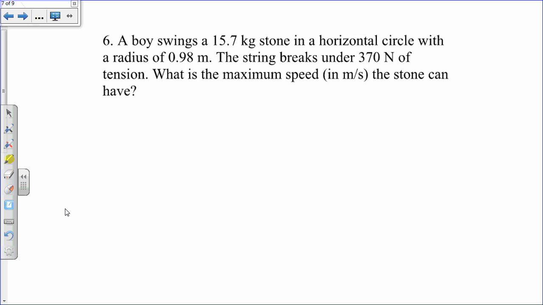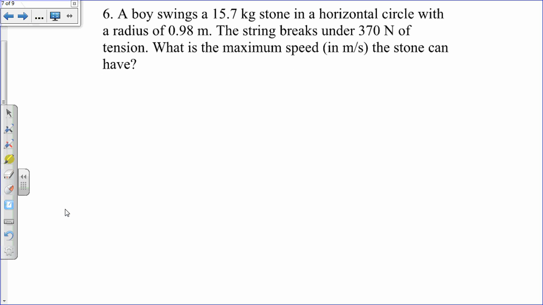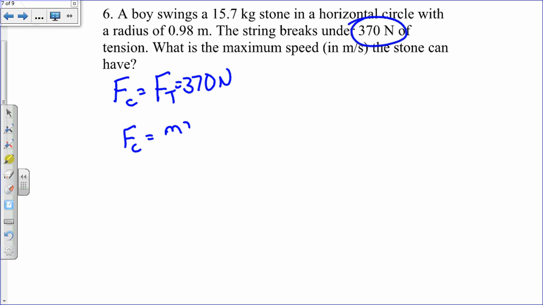All right, a boy swings a 15.7 kilogram stone in a horizontal circle with a radius of 0.98 meters. The string breaks under 370 newtons of tension. What is the maximum speed the stone can have? Well, the tension is the centripetal force. That centripetal force is 370 newtons. In fact, that's the maximum tension, or the maximum centripetal force, that the string provides. So my centripetal force is equal to 370. Centripetal force is mv squared over r. I want to know what v is.